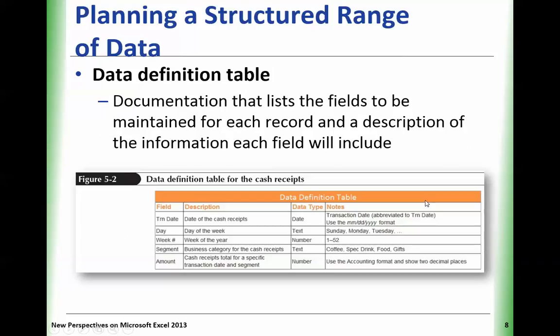When we're planning our structured range, the data definition table document lists the fields to be maintained for each record and a description of the information we're going to include. So we have the field, the description, the data type, and the notes. So we have the cashier's receipt date, the transaction date.